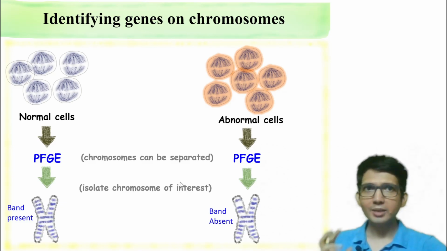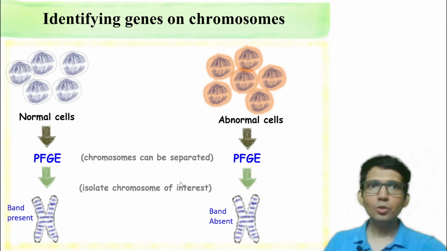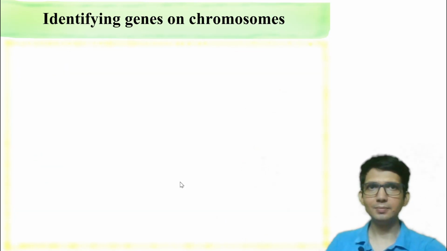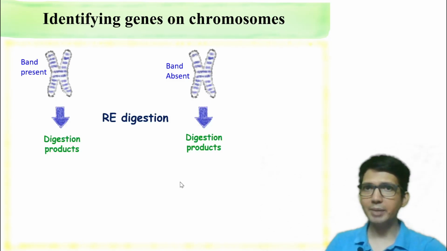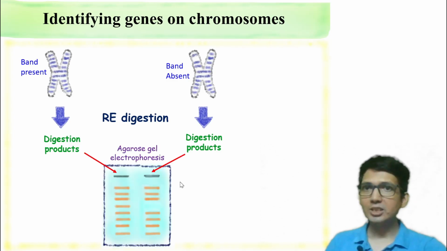If you observe this carefully, the abnormal cells will have a defective chromosome in which one band is missing. The same chromosome isolated from the normal cell will show presence of that particular band. After chromosomes are isolated, they are treated with a restriction enzyme. The digestion products are then analyzed by agarose gel electrophoresis.